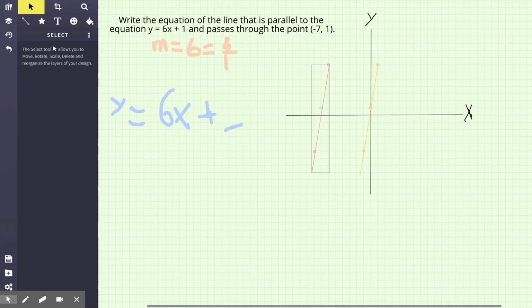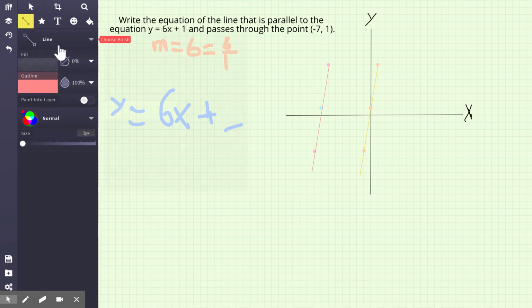But the piece of information that we still need to find is my b, my y-intercept. And it looks like my y-intercept is going to be way up here somewhere. And instead of going through all the work of figuring that out, I might as well just use the piece of information they gave me, the point -7,1. I can plug this point -7,1 into my equation that I'm trying to figure out. Instead of having a blank right there, I'm going to put in the letter b. So I have plus b.